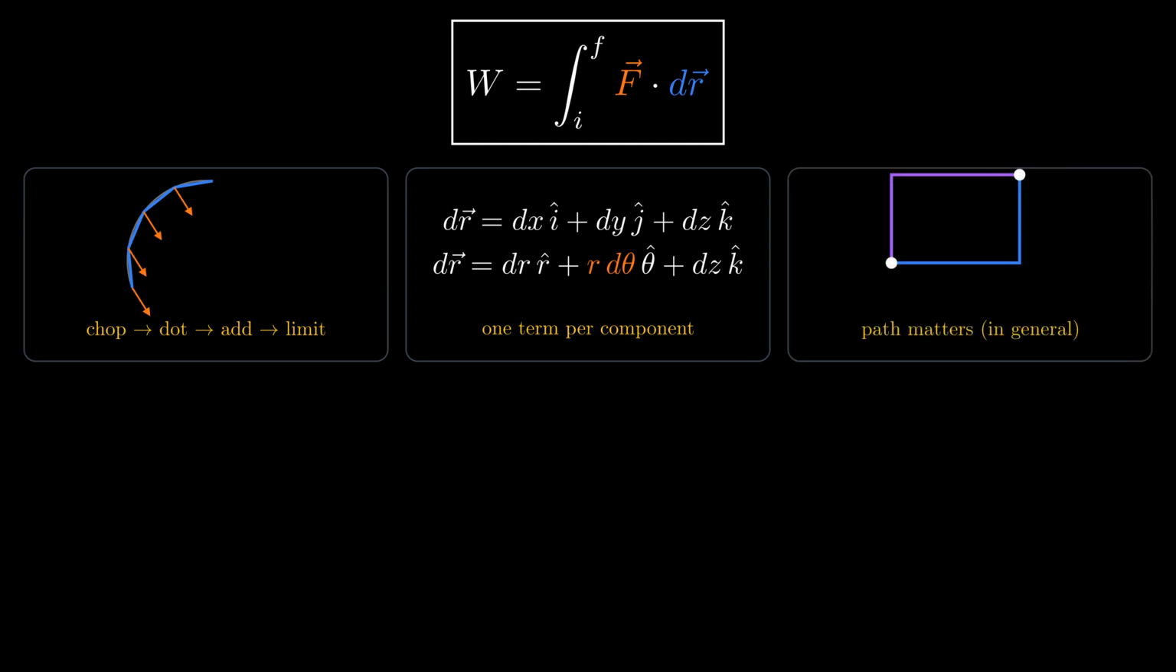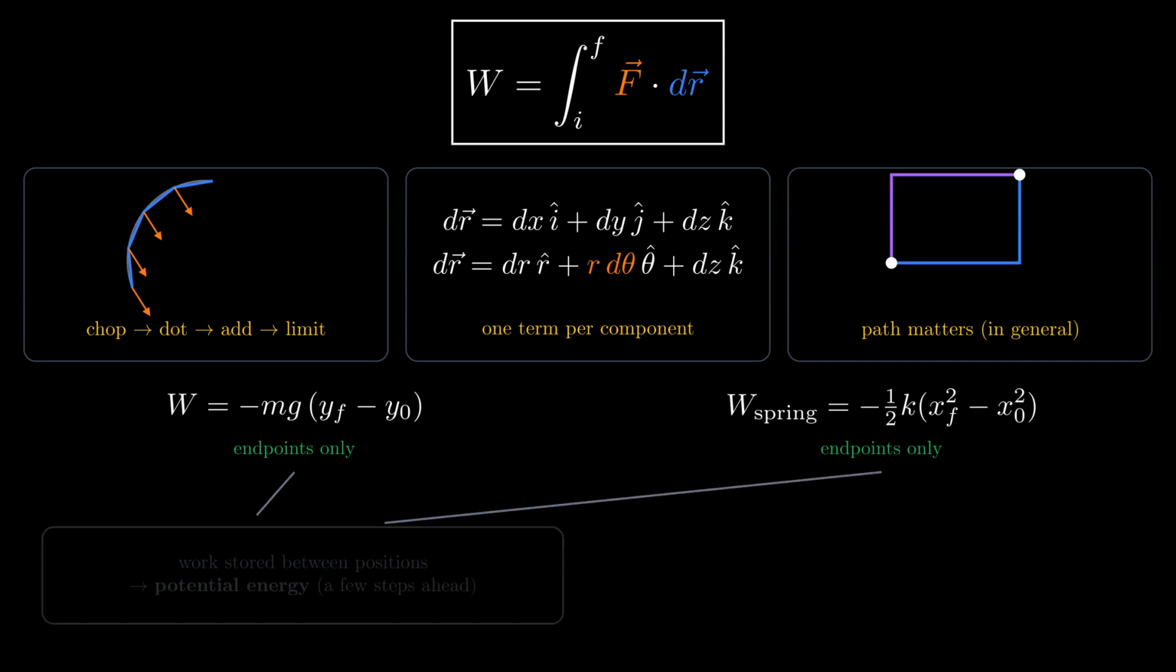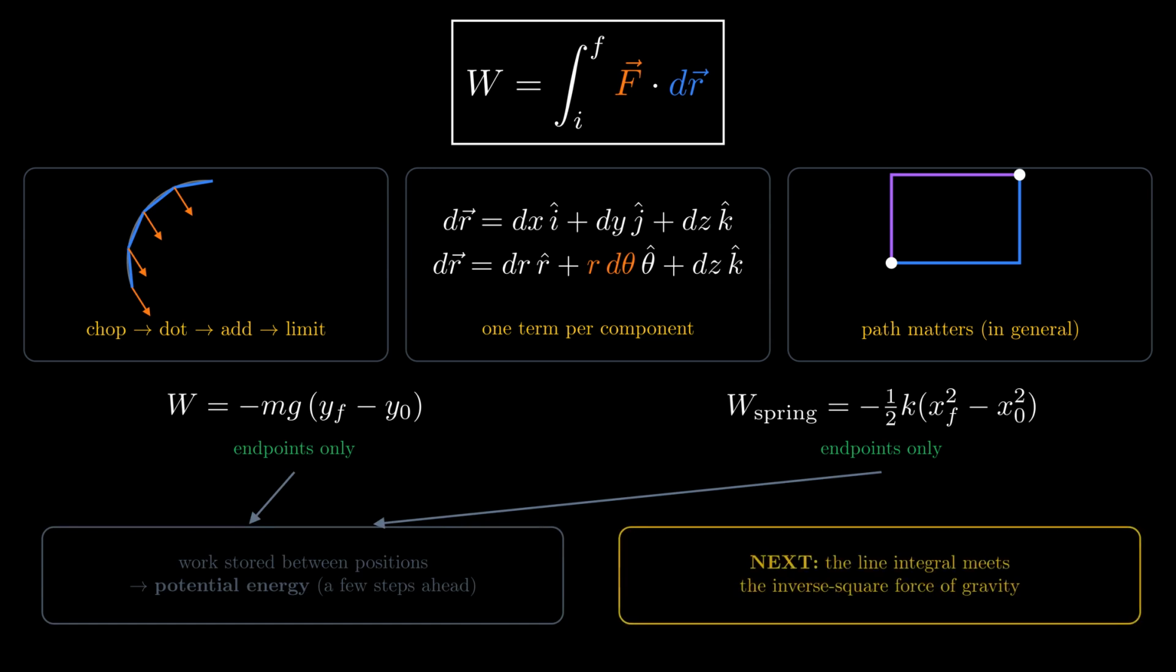In general, the answer depends on the path taken, yet both of our examples refuse to. Gravity's work needed only the change in height, and the spring's needed only the endpoint displacements. Forces like these let work be stored and recovered between positions. That idea becomes potential energy, a few steps ahead. First, we turn this line integral loose on the inverse square force of gravity.